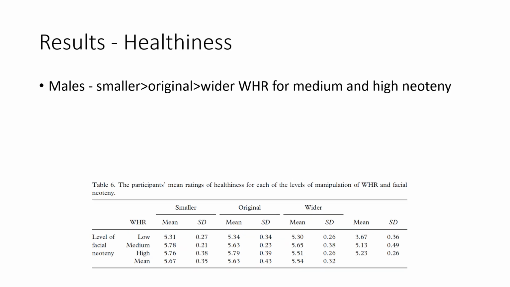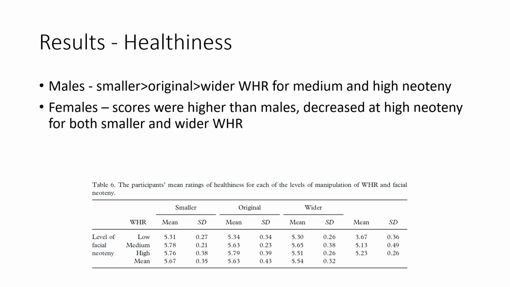Now we look at ratings of overall healthiness. For males, they rated the smaller waist to hip ratios as being most healthy, followed by the original pictures, and then lastly, the wider waist to hip ratios. This applied to both the medium and the higher levels of neoteny in the pictures.